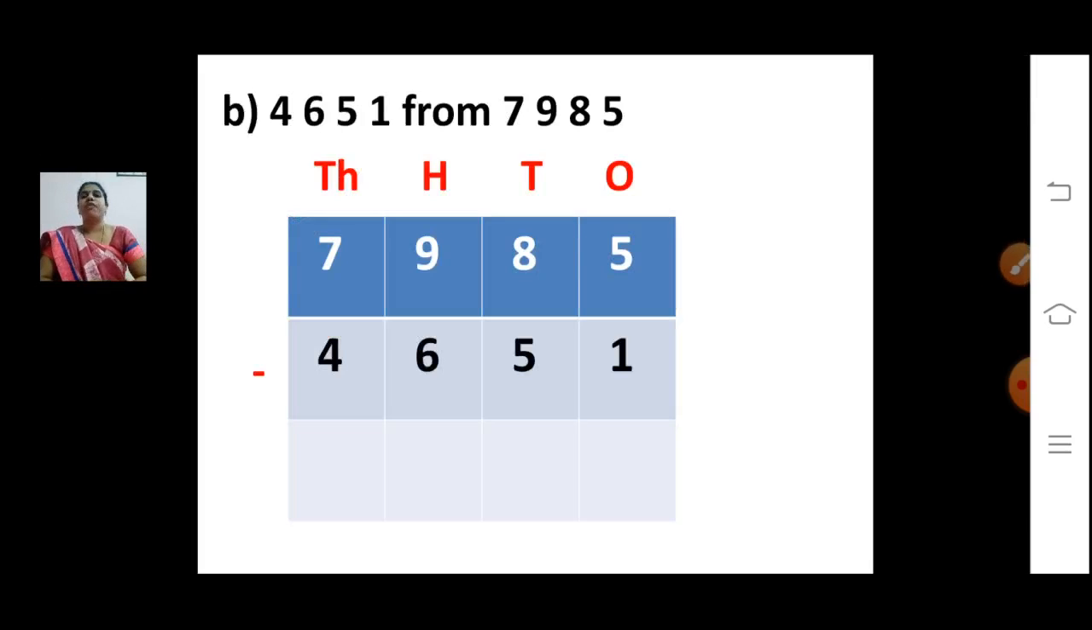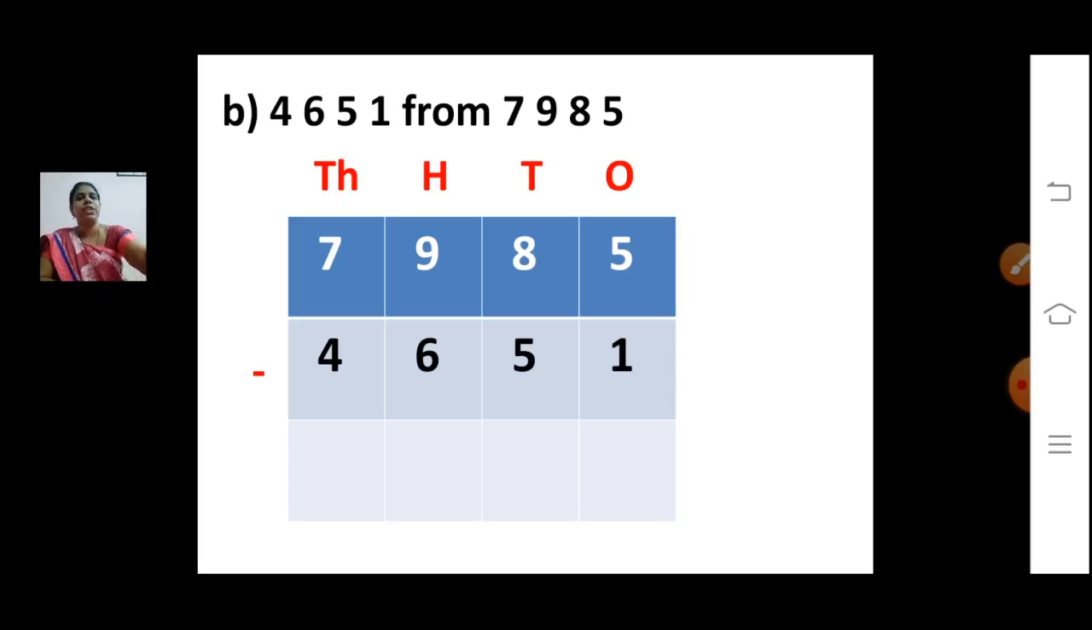B sum. We are going to subtract 4,651 from 7,985. Write the numbers in the exact place. Which number will you write at the top? From which number are we going to subtract? That will be at the top.